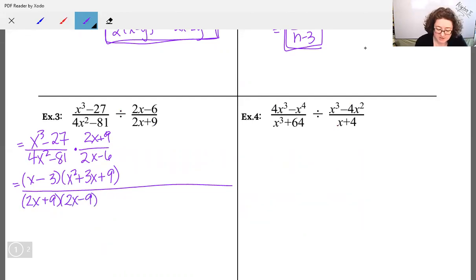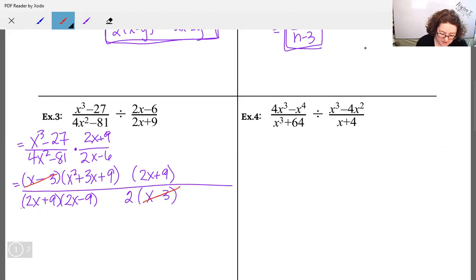Okay, my second expression, 2x plus 9, I don't have any common factors I can factor out of that, so I'm just going to leave him as a 2x plus 9. And then my second denominator, 2x minus 6, I can factor out a 2, which leaves me with x minus 3. And now I can start looking for my common factors. Let's see, I have a matching x minus 3. I have a matching 2x plus 9, but that's it.